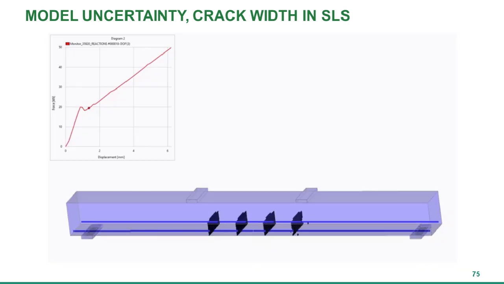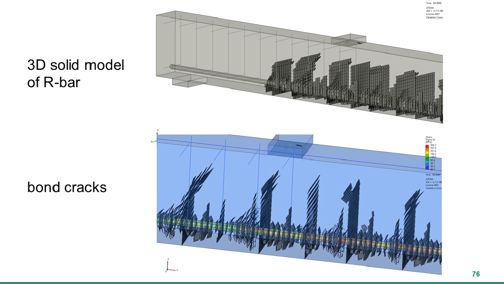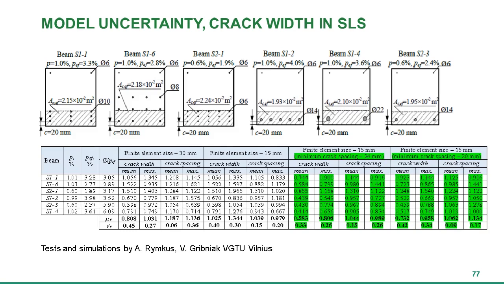And here you see a typical result of such an example. It's a 4-point bending beam, so the middle section has a uniform moment, but still the nonlinear analysis can predict some crack spacing and crack width. So this is then interesting to evaluate.